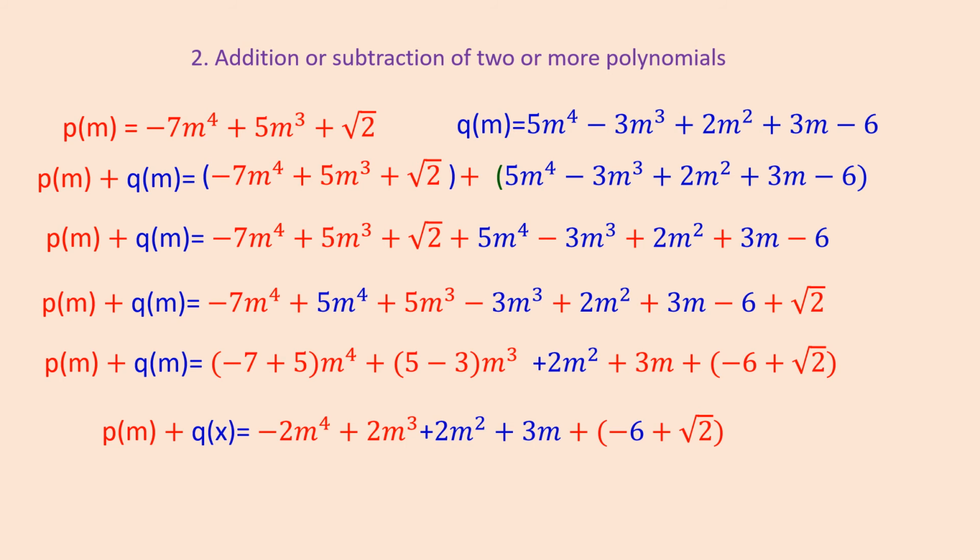So it will be written as it is. So the final answer, when we add the two polynomials, we get minus 2m raised to 4 plus 2m cube plus 2m square plus 3m plus minus 6 plus root 2. If they ask you to tell the degree of the resulting polynomial, you can say easily it is 4, because if you see, the number of coefficients we have is 5. Check it out: minus 2, plus 2, plus 2, plus 3, and minus 6 plus root 2.